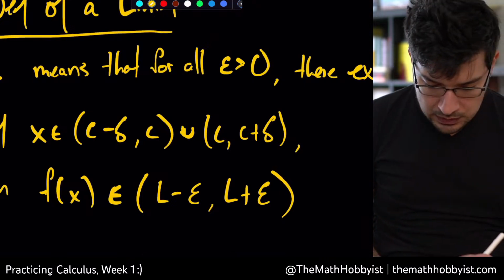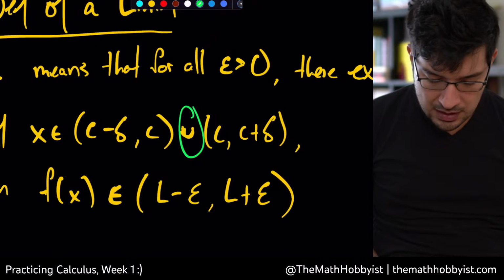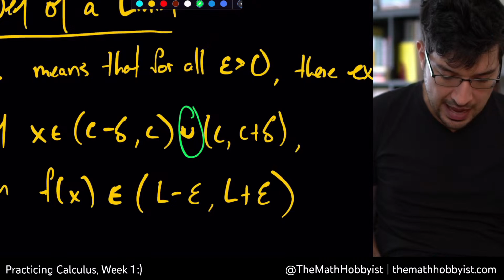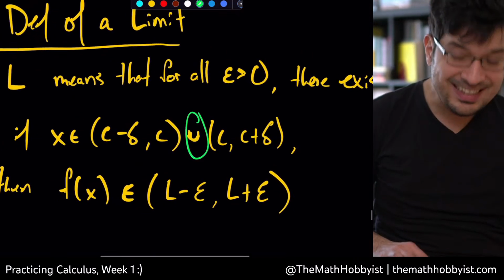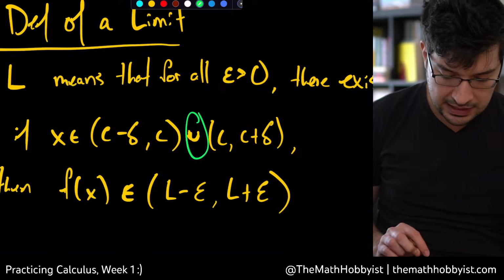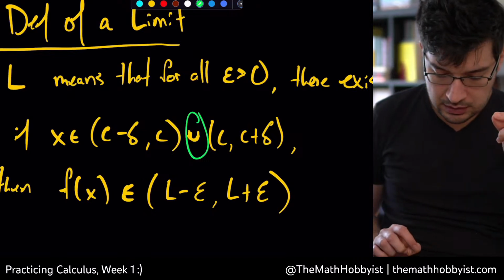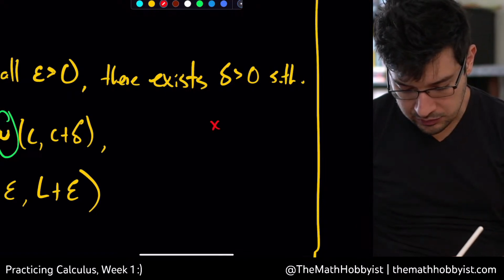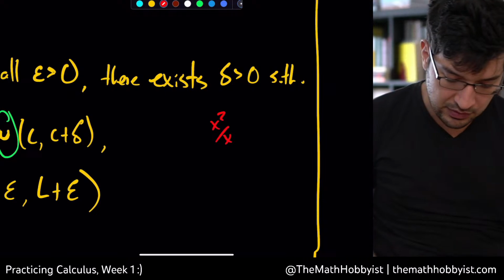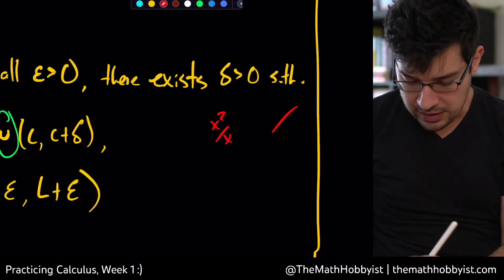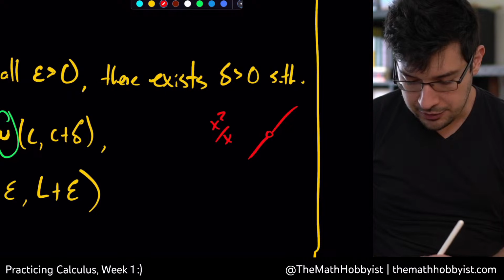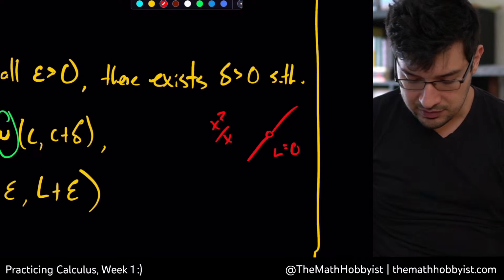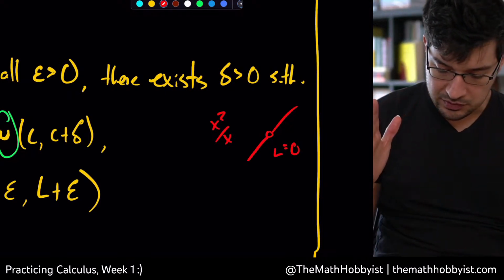This union is important here, because we don't know that the function is defined at 0 or at c. It doesn't need to be defined at the point c in order for the limit to exist, like our trusty old x squared divided by x example is undefined at 0, but otherwise it looks like a line, and the limit is 0 at x equals 0.